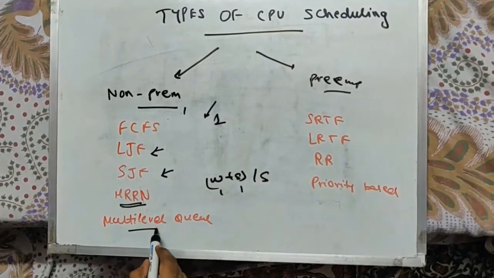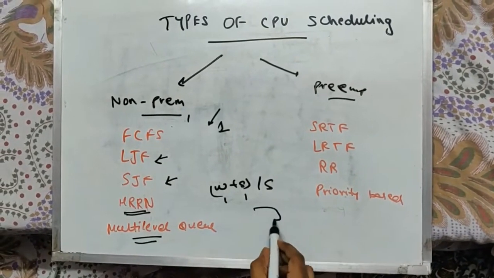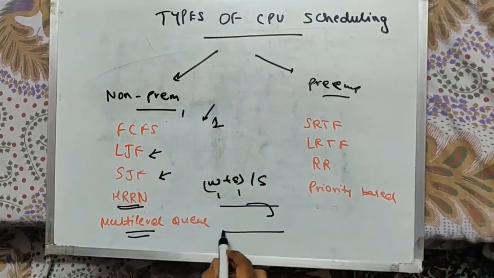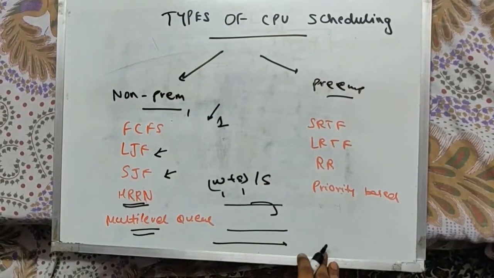Next is the multi-level queue. Here we have multiple queues, and after going through one queue, the process is sent to another, and then another. The ultimate aim is to increase the throughput and decrease the waiting time.